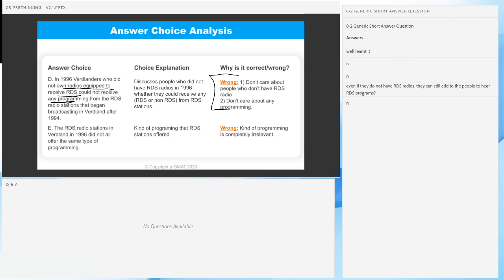Okay. Even if they do not have RDS radios, they can still listen to this. Yes, but any programming. It's about listeners who could not receive any programming from the radio stations. Okay, this is not about them going and sitting in Starbucks. This is about their own radios. So if you translated this into they're going to sit in Starbucks, then your translation is what needs to be learned, not the logical aspect of it. You're probably not translating right.